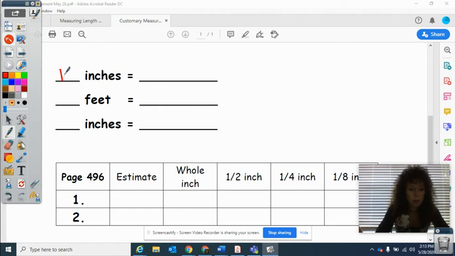So, 12 inches is equal to what? 12 inches is equal to 1 foot. So you can fill this in as you're watching the video, or you can just write it down and go back and fill it in later, whatever's easiest for you. Okay, well, if you have 3 feet, 3 feet is equal to something. What does 3 feet equal? 3 feet is equal to 1 yard.